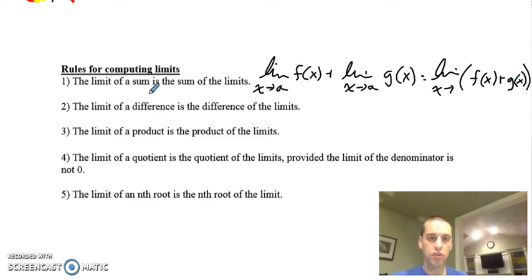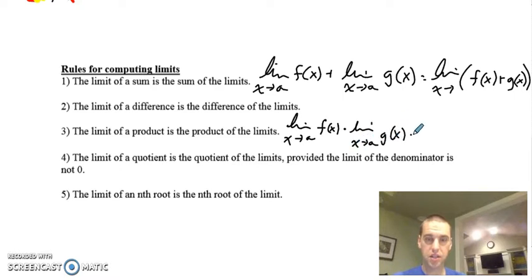Okay? So the limit of the sums is the sum of the limits. So sum, and then we can just add those there. The difference, same idea here, you just put a subtraction sign. The product, you want to write that down: the limit as x approaches a of f of x multiplied by the limit as x approaches a of g of x equals the limit as x approaches a, probably should have an a there, of f of x times g of x.